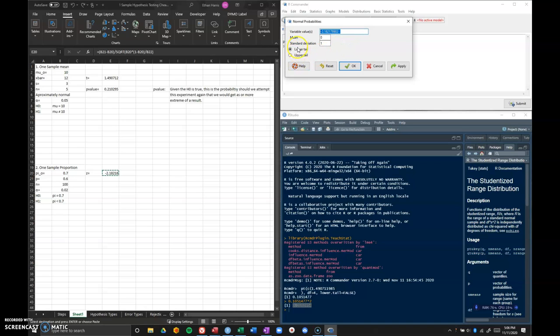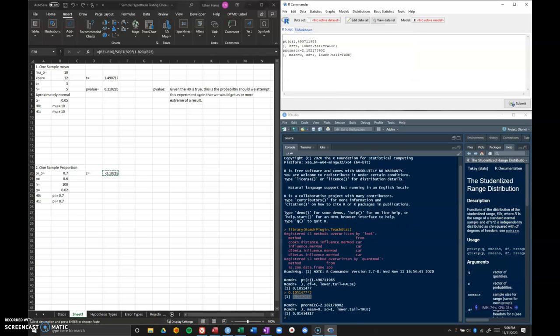Now, the question is, do I use the lower or the upper tail? That is all based upon your alternative hypothesis. Since it says less than the hypothesized value of 0.7, I want to choose the lower tail. I just click OK. Here I'm given this p-value, and I can type in p-value equals, and paste that in. And there's our p-value.